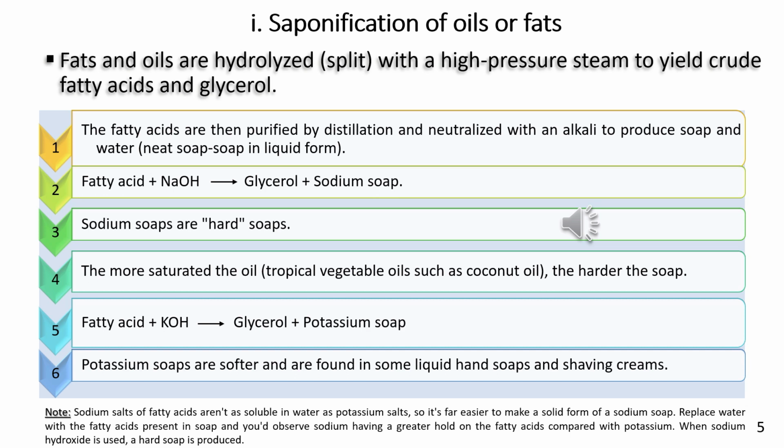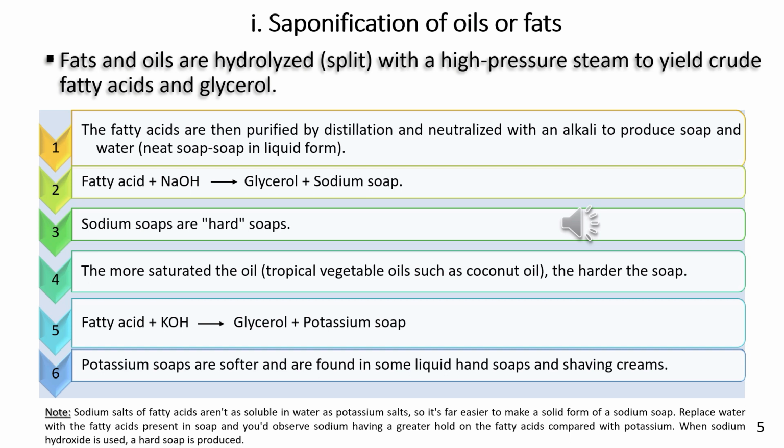After distillation, we neutralize this sample with an alkali to produce soap and water. So here the soaps are produced, and soaps are purified, and they are called neat soap because they are present in purified form, or they are present in the form of liquid. That's why they are called neat soap or soap in liquid form.